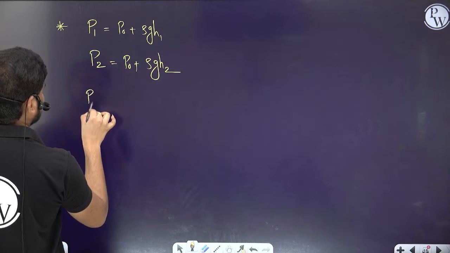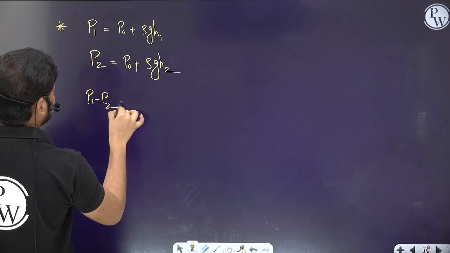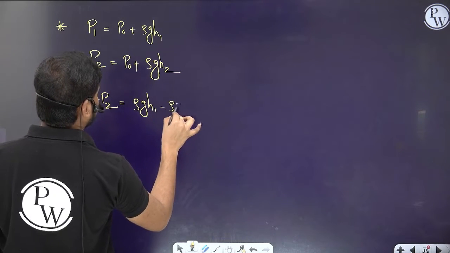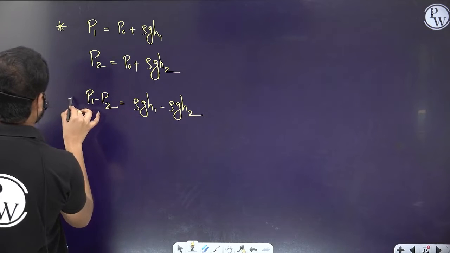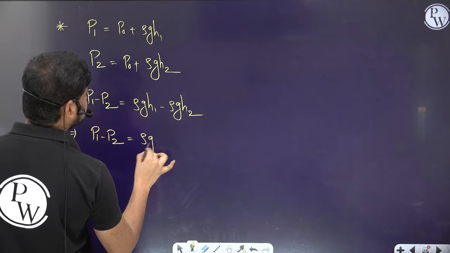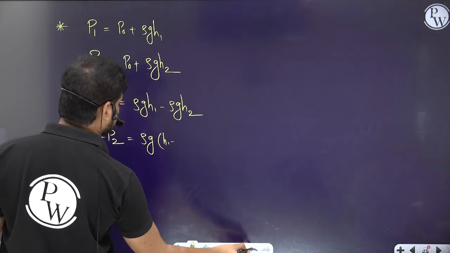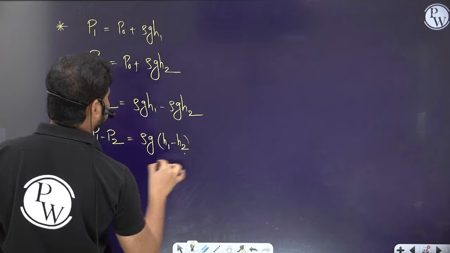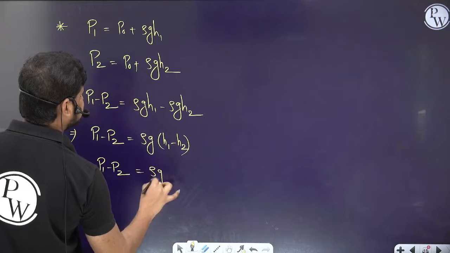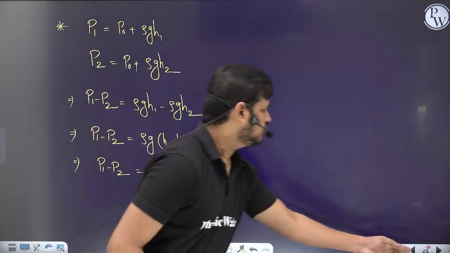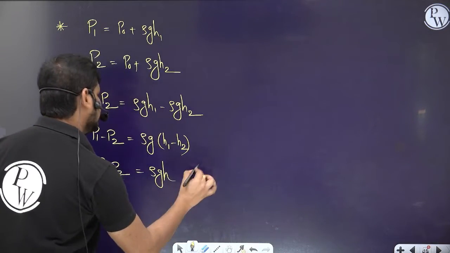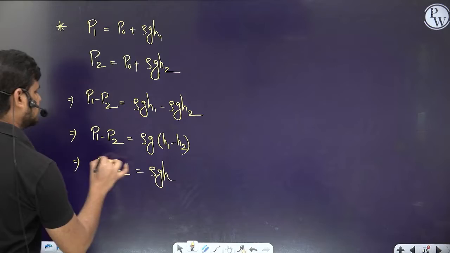So where is the pressure more? At P1. So I can write P1 minus P2. Let's subtract these two. So P naught gets cancelled. So rho g H1 minus rho g H2. Then the pressure difference P1 minus P2 is equal to rho g into H1 minus H2. So P1 minus P2 is equal to rho g. What is the height difference between these two? It is nothing but the height difference h. So this is one equation.